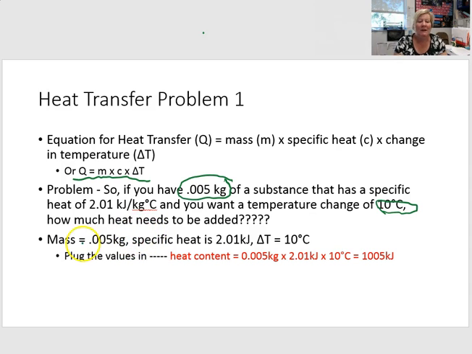So in this case, we have mass 0.005 kilograms, specific heat at 2.01, and delta T at 10 degrees. So you just plug the values into this formula right here, and you get your heat content of 1,005 kilojoules of heat required to get a 10-degree temperature change of that substance, which has a specific heat of 2.01 kilojoules.